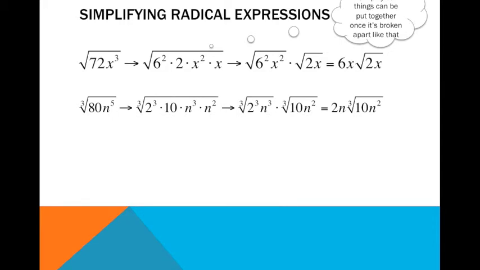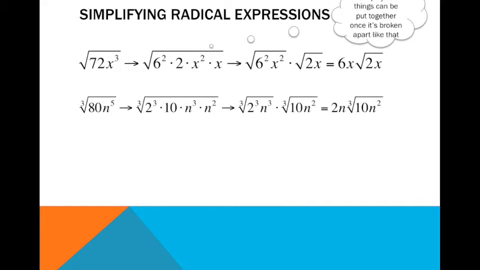Next, the cube root of 80n to the power of 5 becomes 2 cubed times 10 times n cubed times n squared. Once you've combined like terms, you should get the cube root of 2 cubed n cubed times the cube root of 10n squared. Your answer should be 2n cube root 10n squared.